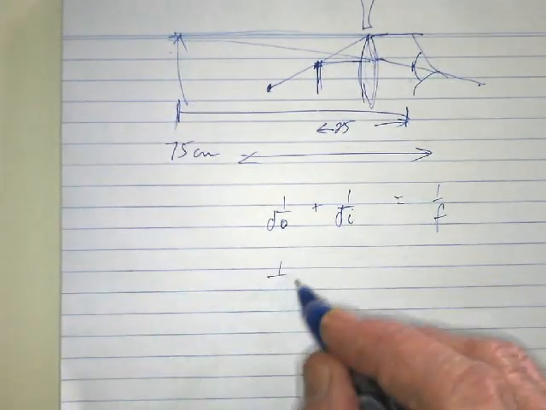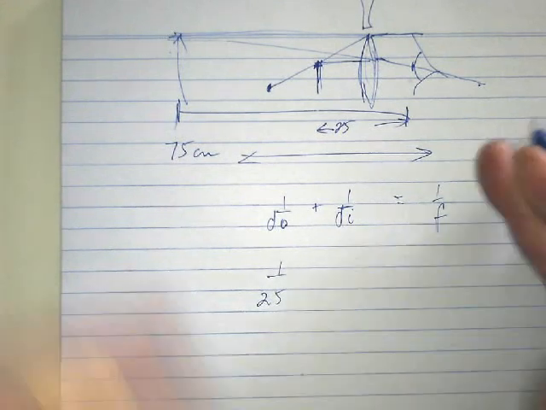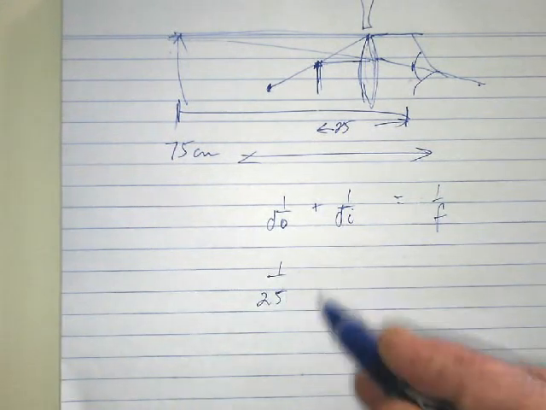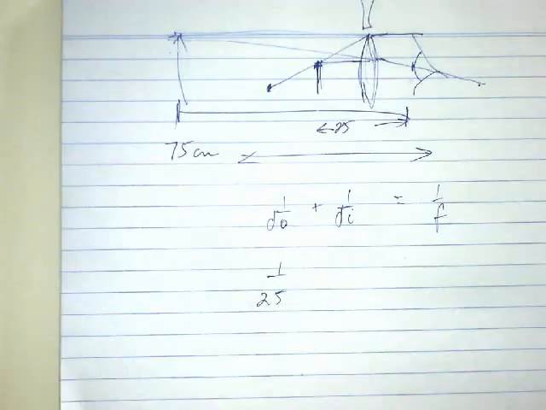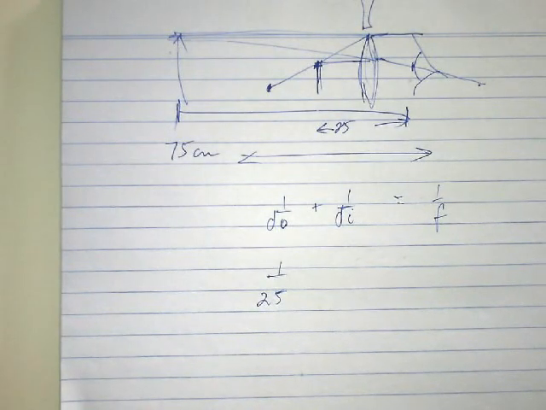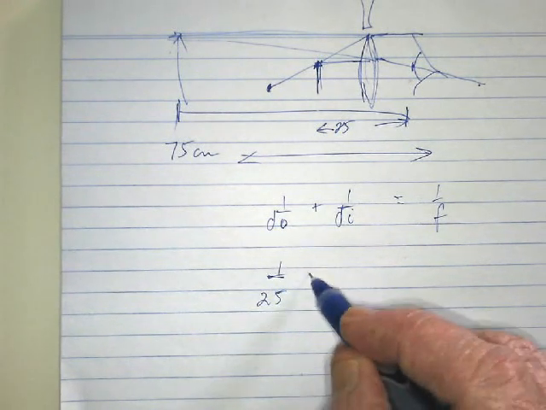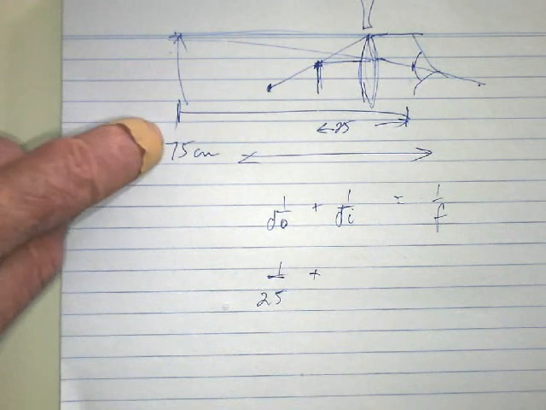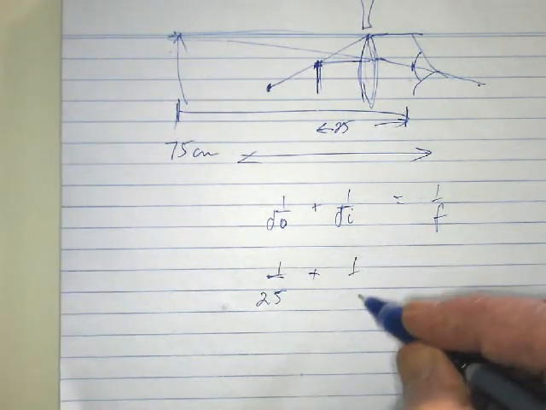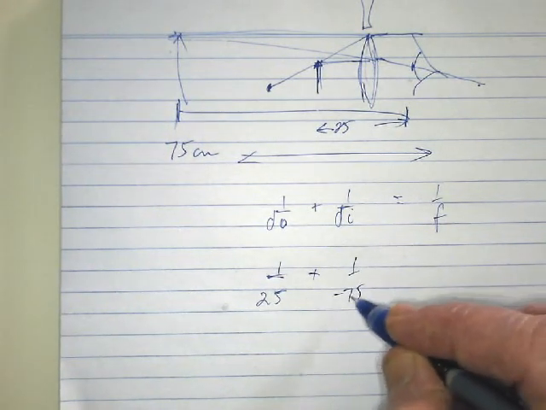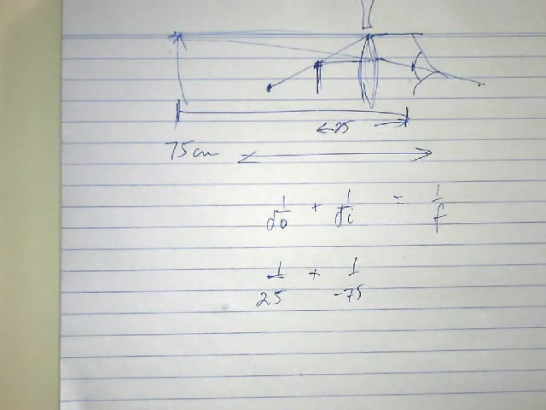So in this case, the object's at 25, and the same thing applies here. Because this is 1 on DO, 1 on DI, 1 on F, as long as all those DO, DI, F are in the same units, you don't have to go to SI units. So 1 on 25 plus 1 on 75, but it's minus 75 because it's on the wrong side of the lens, equals 1 on F.